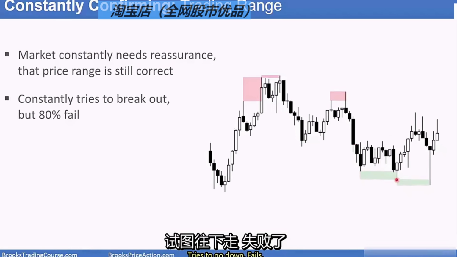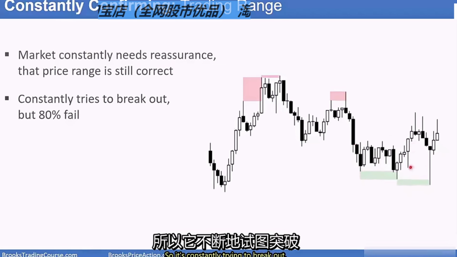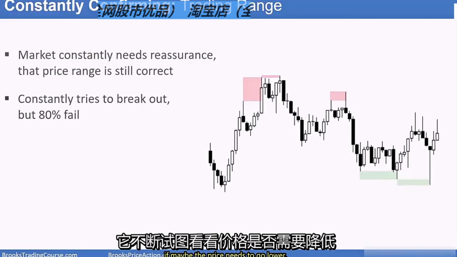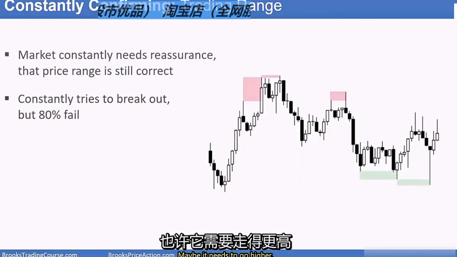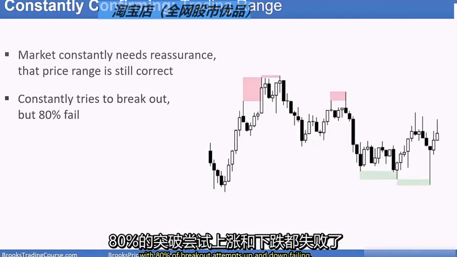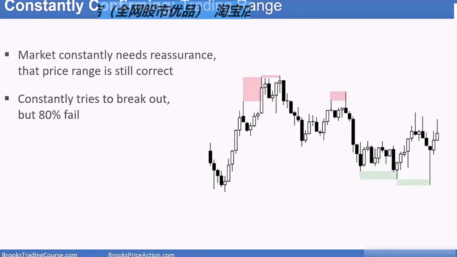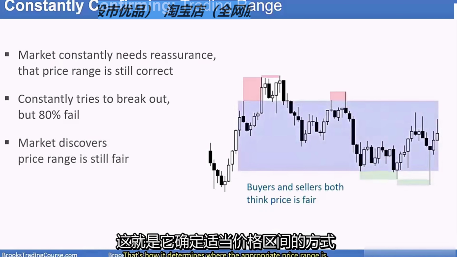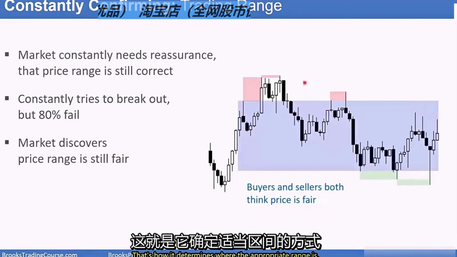Tries to go down, fails, tries to go down, fails, and tries again and fails. So it's constantly trying to break out. It's constantly trying to see if maybe the price needs to go lower, maybe it needs to go higher. And it spends most of the time going sideways, with 80% of breakout attempts up and down failing. That's how it determines where the appropriate range is.